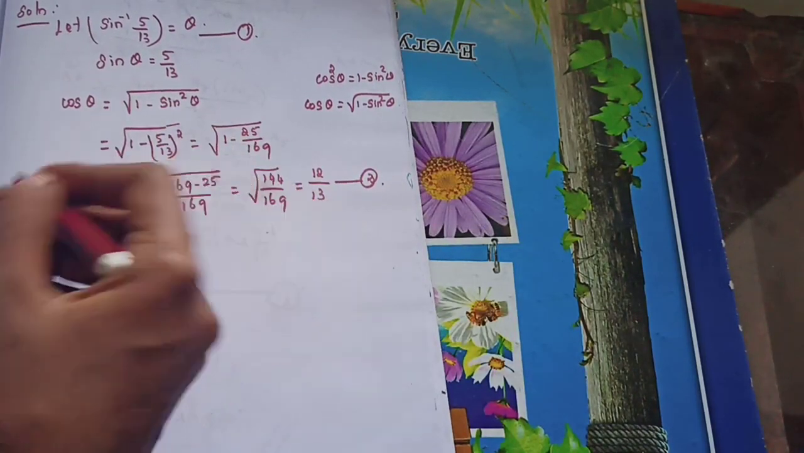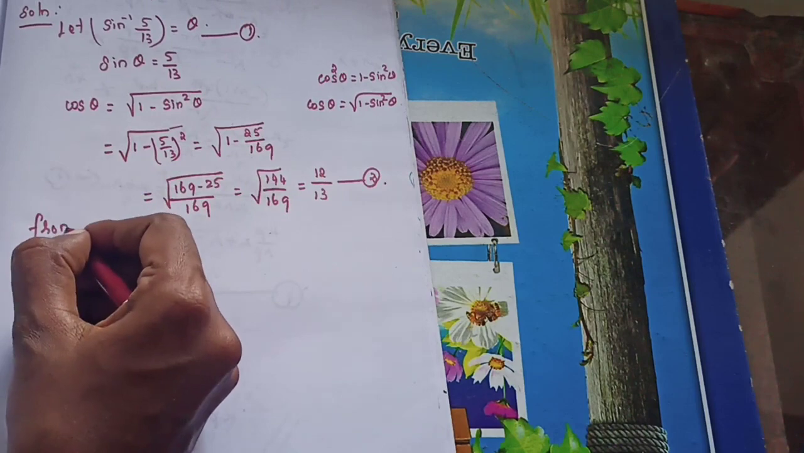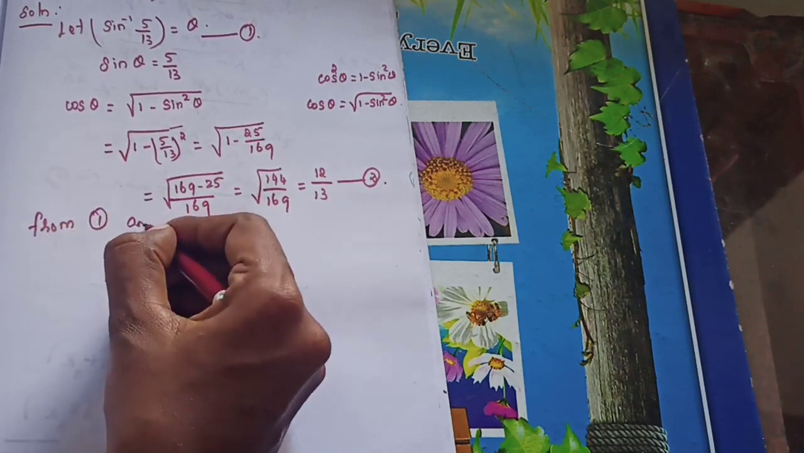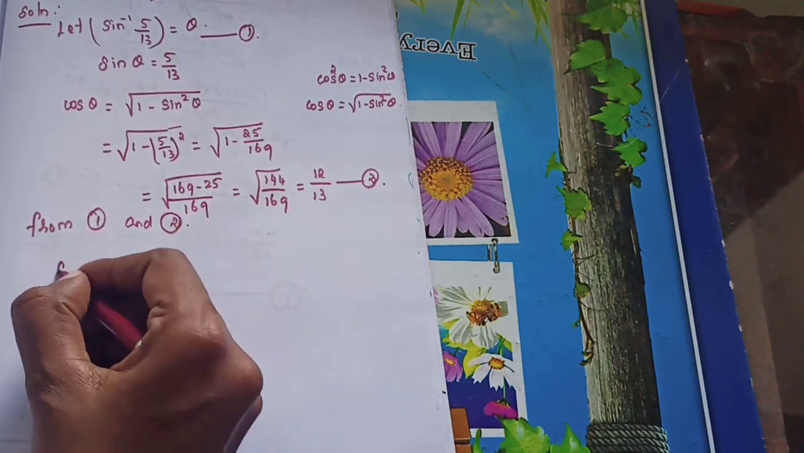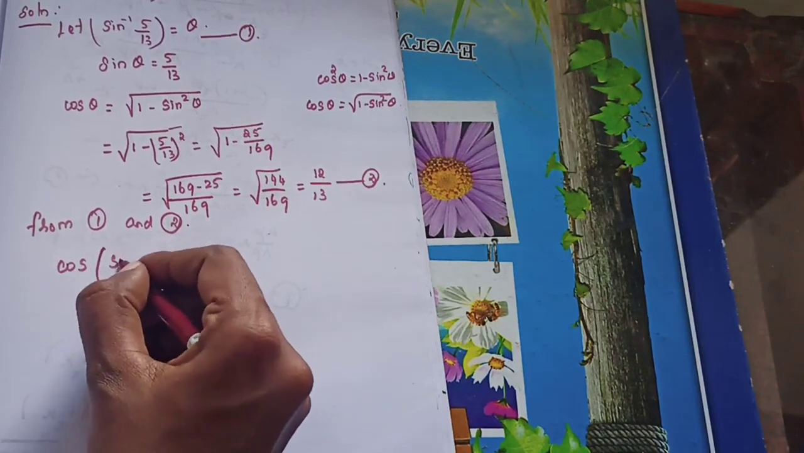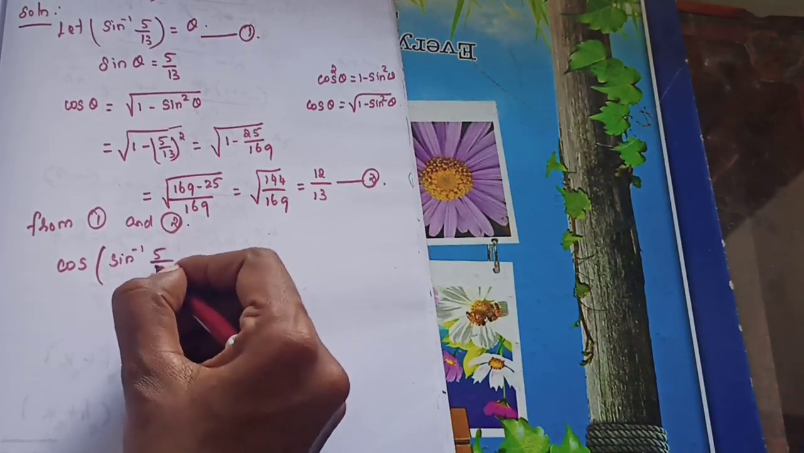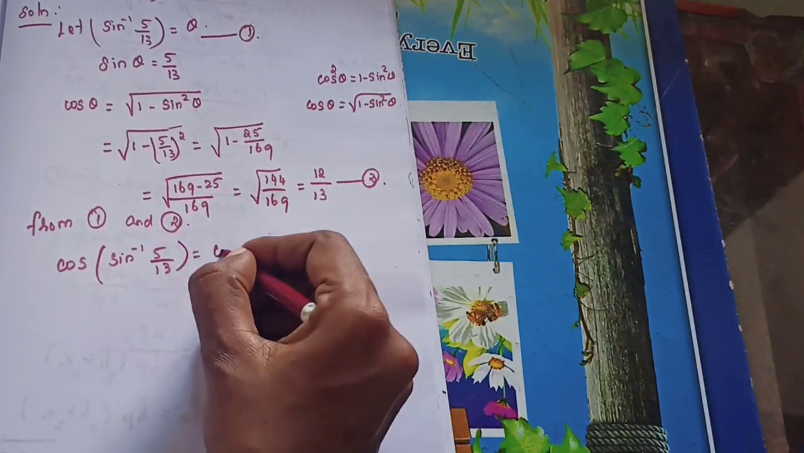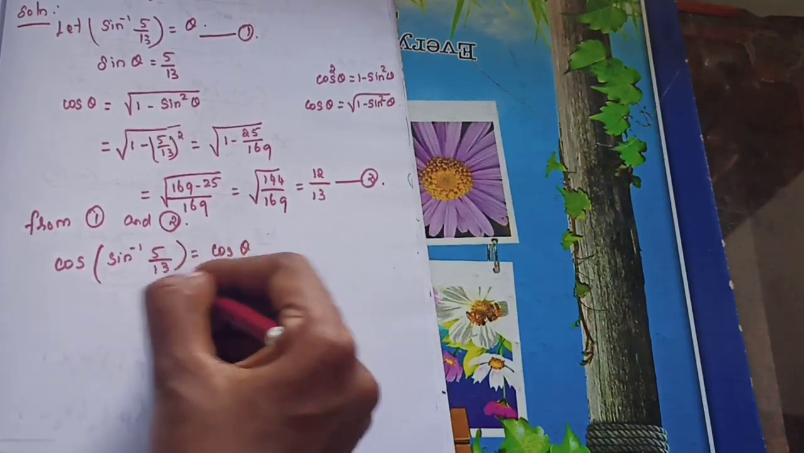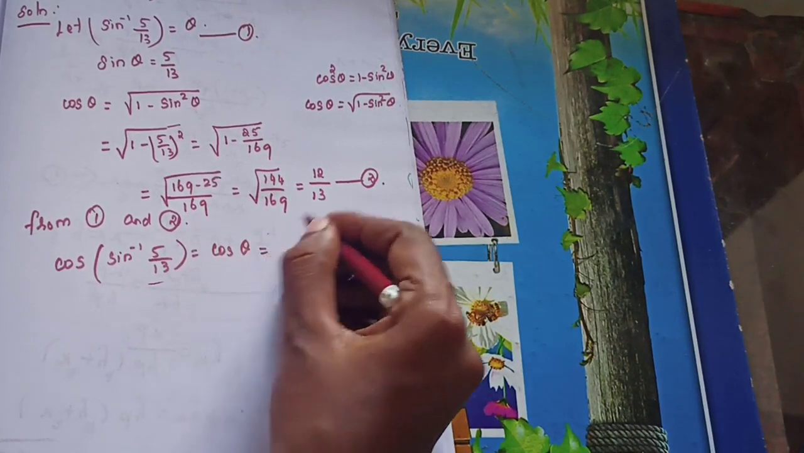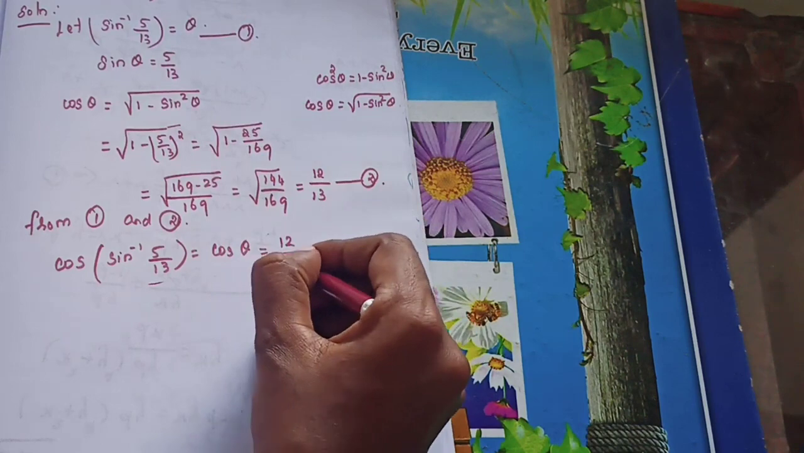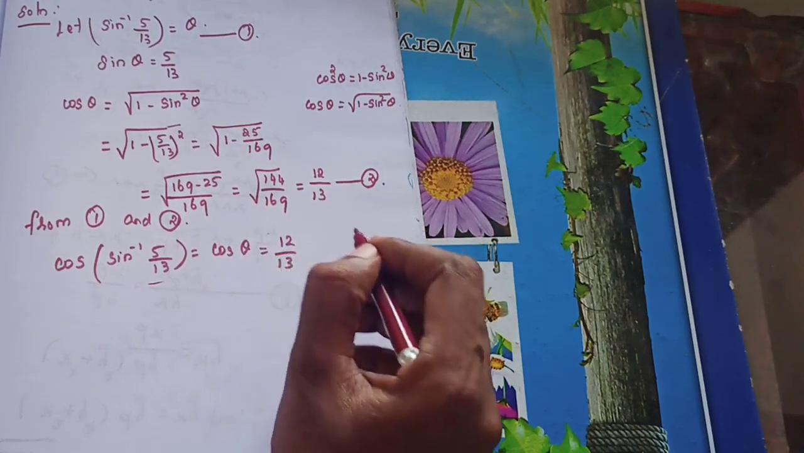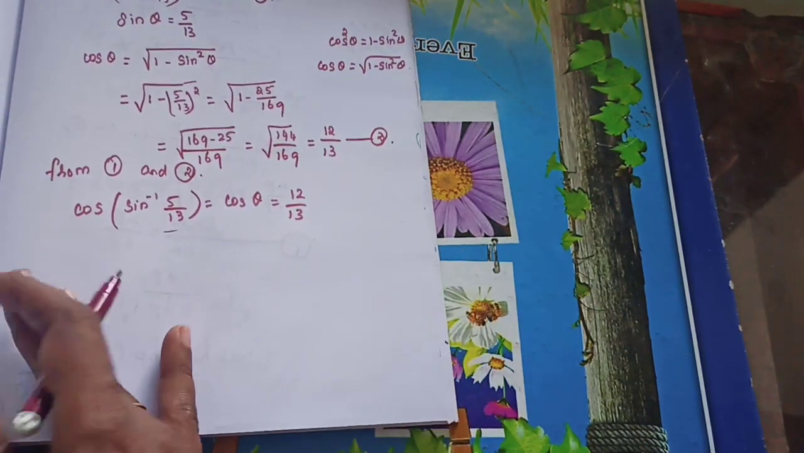From 1 and 2 we are going to simplify. Now what's the value? Cos of sine inverse of 5 by 13 equal to cos theta, since this one is theta. So that's equal to the value you have found out, 12 by 13. So the value is 12 by 13.